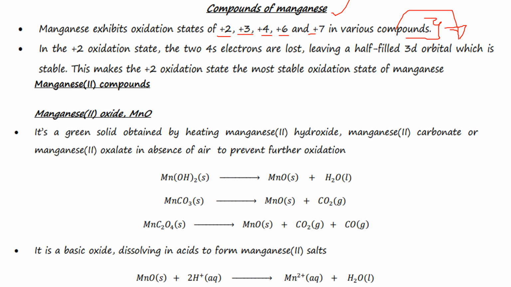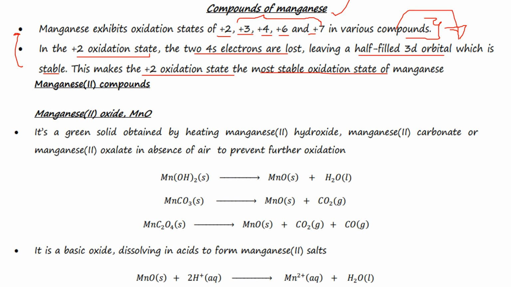So we're going to say that in the +2 oxidation state, the 2 4s electrons are going to be lost, leaving a half-filled 3d orbital, which is very stable. Now this is going to make the +2 oxidation state the most stable oxidation state out of all the oxidation states exhibited by manganese. The +2 is the most stable, that's why most of the reactions that we have formed above are in the +2 oxidation state, because manganese has variable oxidation states, but the +2 is the most stable, since the 3d orbital remains half-filled.